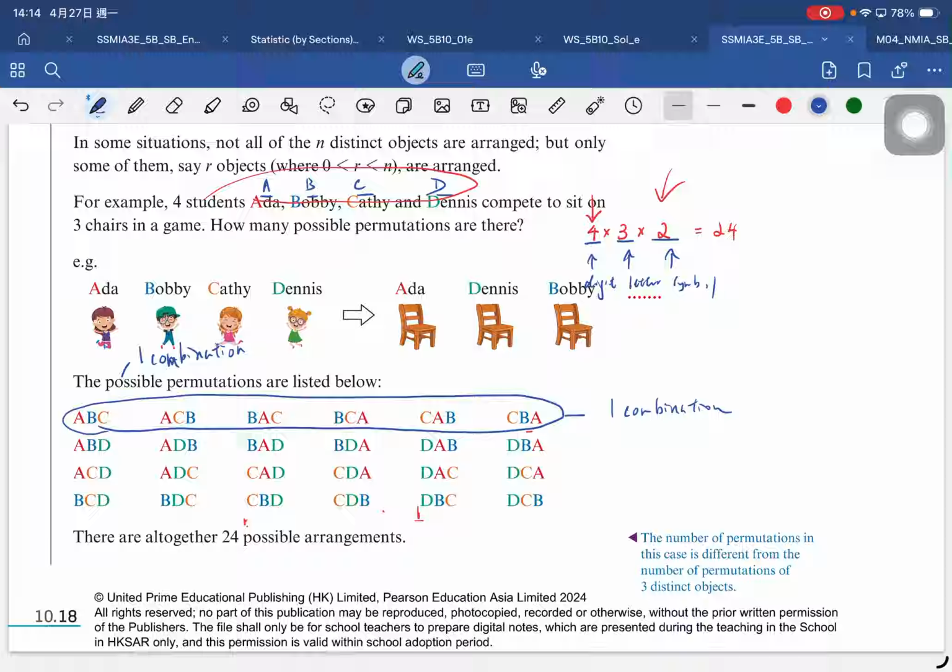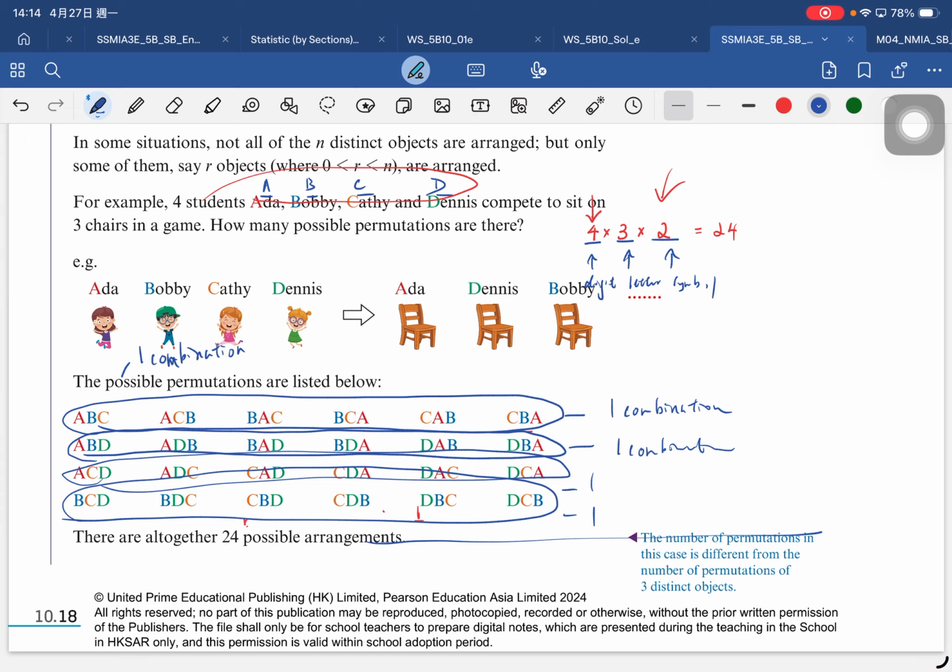Okay, and then how about the second one? These 6 all consist of A, B, D, one combination. And then this one, also one combination. This one, all of them consist of B, C, D, another one combination. That means totally, these 24 ordered arrangements have only 4 combinations.